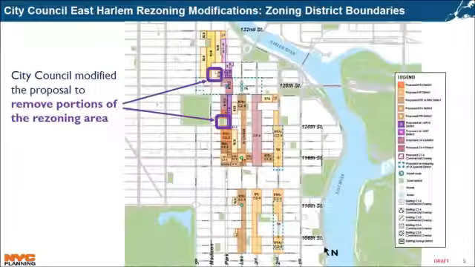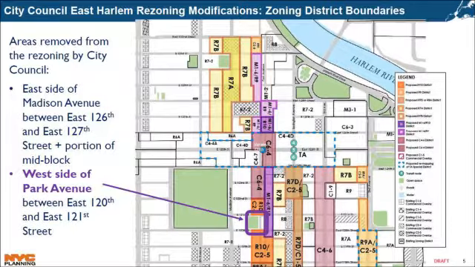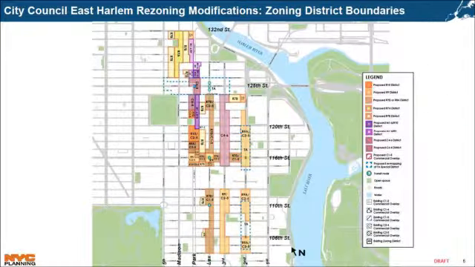mods. So Council removed a few portions of the rezoning area, as you can see here on the slide. One of these areas is the east side of Madison Avenue between 126th and 127th Street. R7A was removed from this area, and a portion of the mid-block R7B as well. The other area that was removed from the rezoning area is the west side of Park Avenue, the block front between 120th and 121st Street. You can see the final zoning map here on this slide.